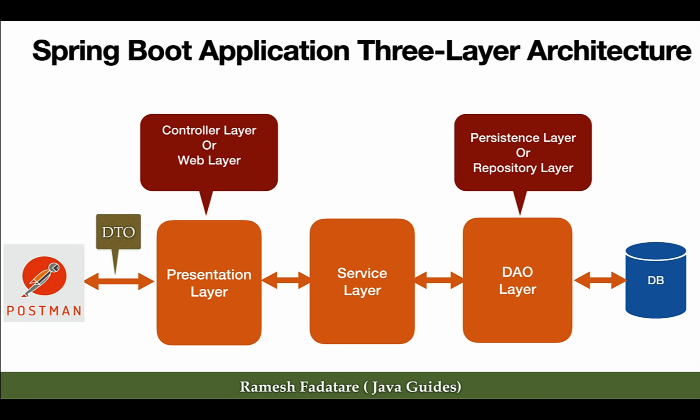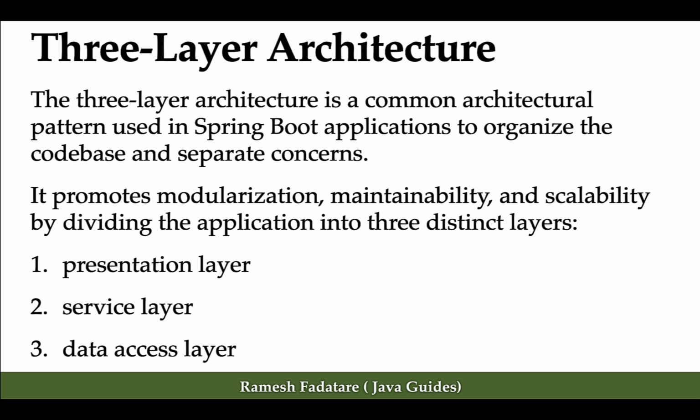Hi everyone, welcome back. In this lecture, let us take a look into Spring Boot application 3-layer architecture. Well, we are going to use 3-layer architecture in our Spring Boot application. Well, let us first take a look into what is 3-layer architecture. The 3-layer architecture is a common architectural pattern used in Spring Boot applications to organize the code base and separate concerns. It promotes modularization, maintainability, and scalability by dividing the application into 3 distinct layers: presentation layer, service layer, and data access layer.